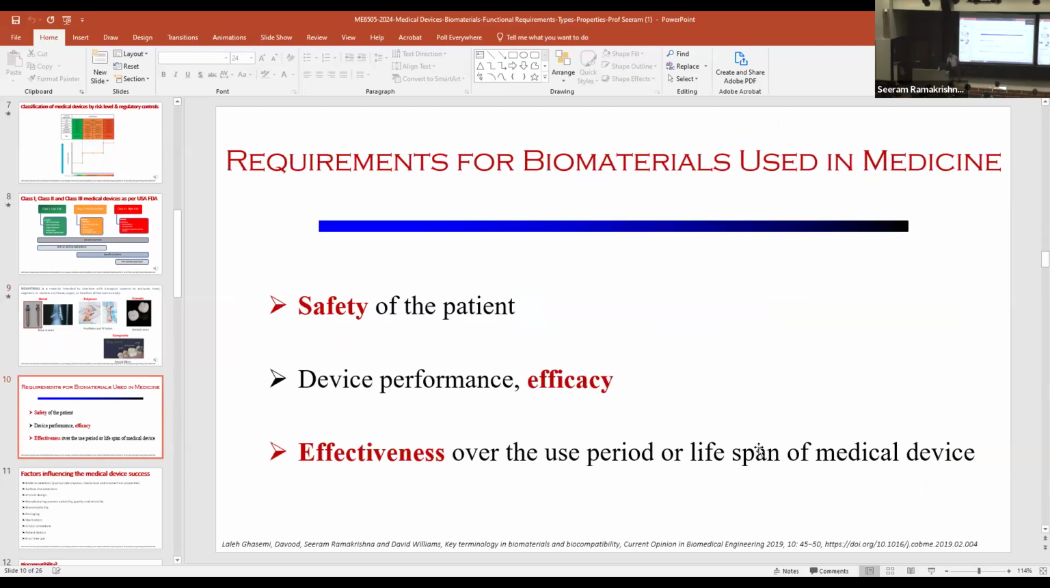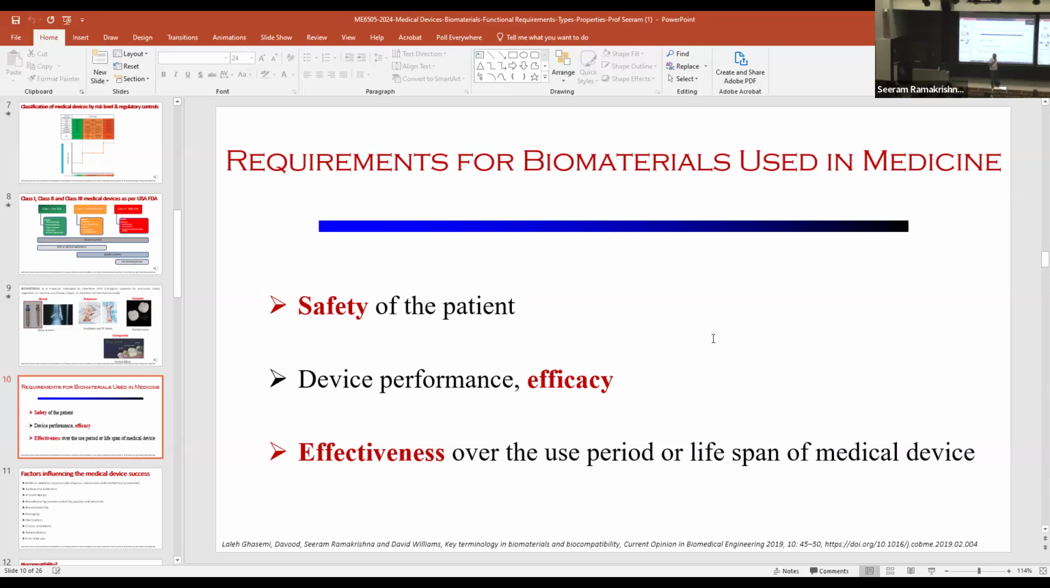Okay, so those are the things. When you are looking for biomaterials in medicine, there are three important aspects. One is safety of the patient. They don't really care whether your company is profitable or not, or whether you worked so hard to make the device. It doesn't matter. All they care about is the patient: is it safe for the patient?